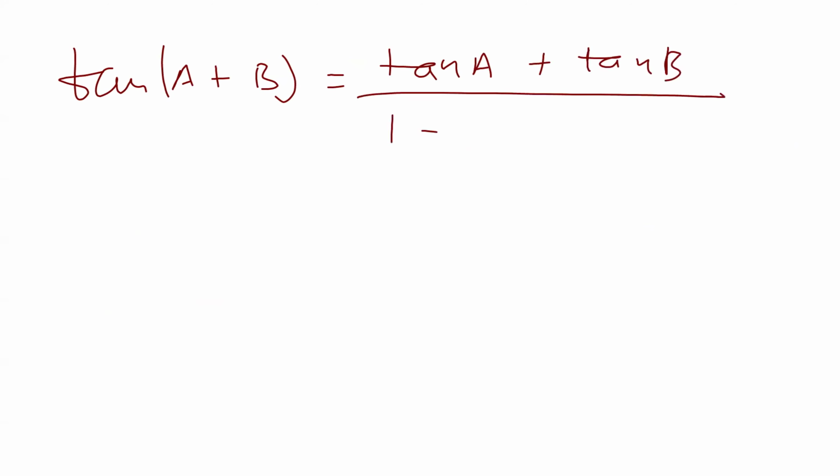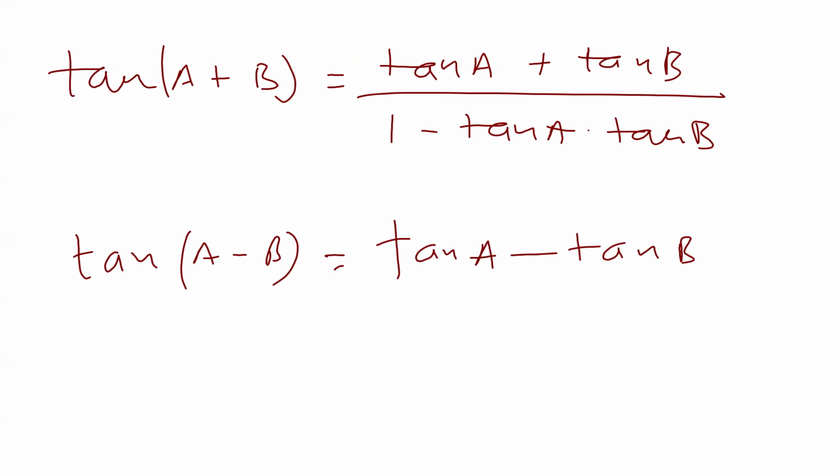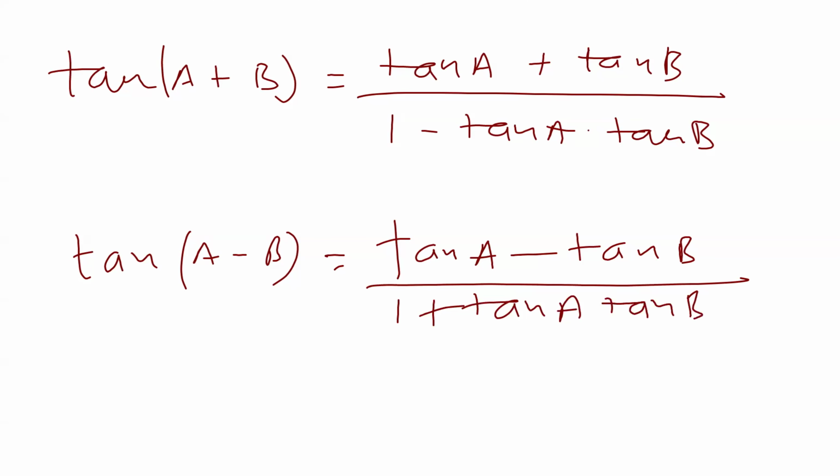Now tan A plus B is equal to tan A plus tan B upon 1 minus tan A tan B. And tan A minus B, this formula also you should remember. Tan A minus B is equal to tan A minus tan B upon 1 plus tan A tan B. Right? So let us start with exercise 5A.